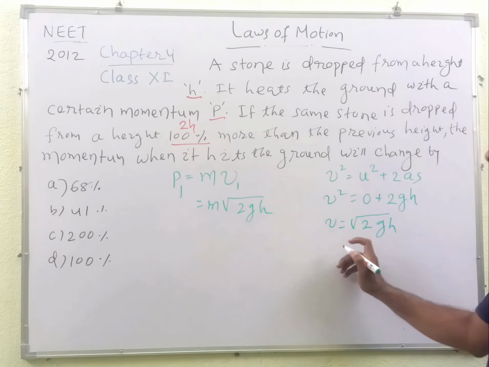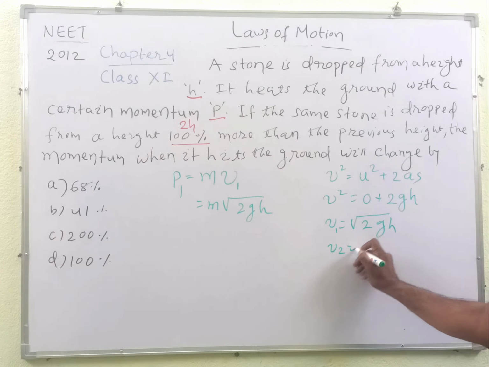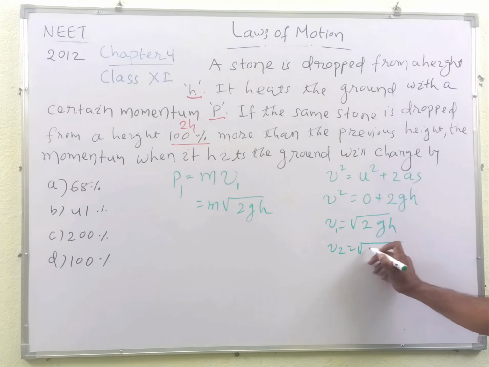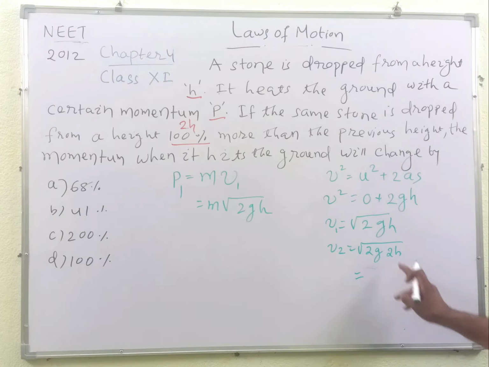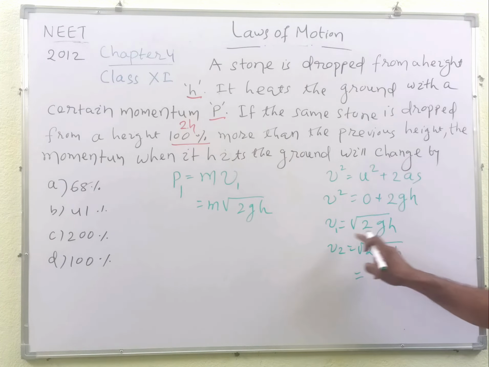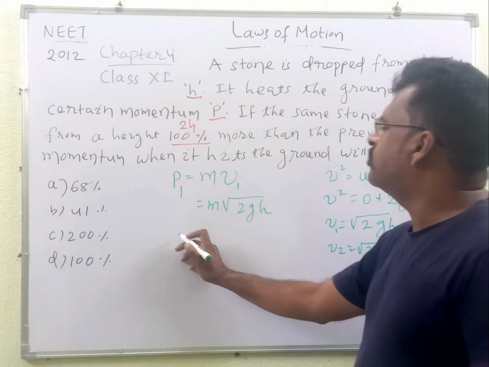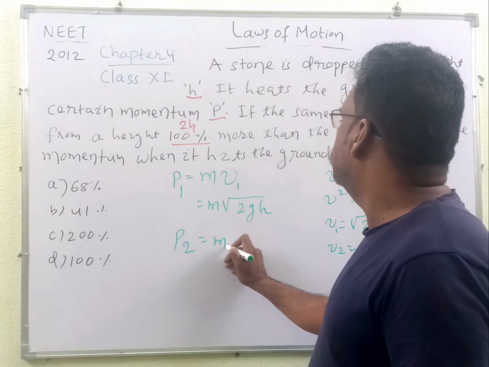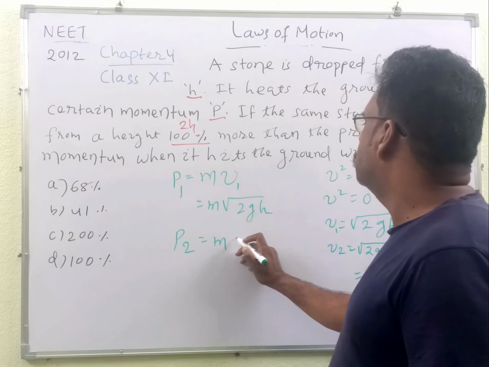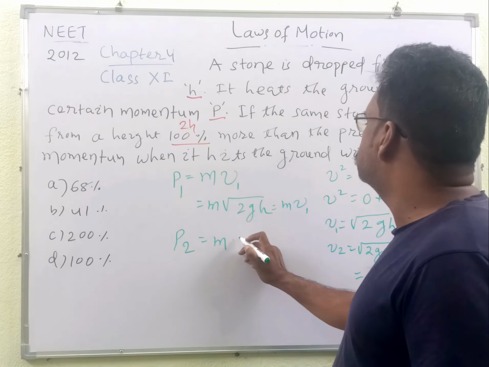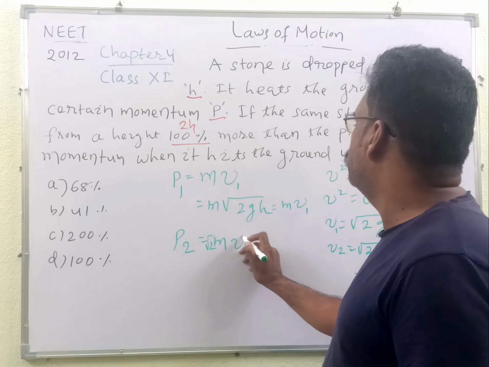But in the second case, this is v1, and what will be v2? When the height becomes 2h, 100% more means 2h. This v2 becomes root over 2g into 2h. What is root over 2gh? That is v1. So we may write this as root 2 v1. Here p2 will then be m into root 2 v1, that is root 2 mv1.